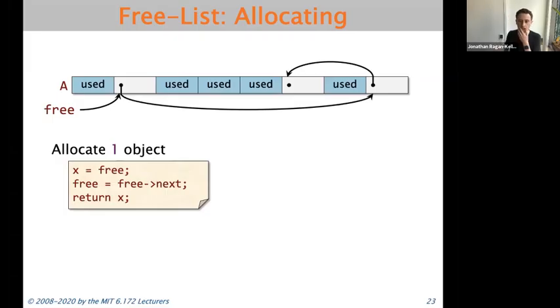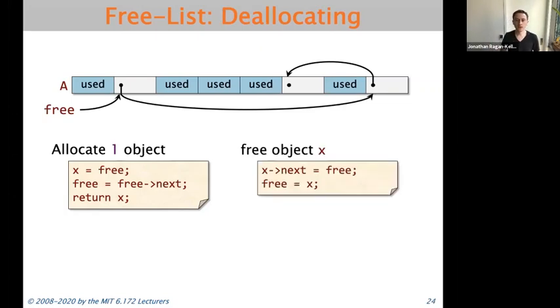All right. So that was allocation. Now the other obvious question is, how do we deallocate or free the memory in this free list scheme? Well, we just do the opposite. If we want to free an object X, we would just reinterpret X as a free list item, set its next pointer to the current head of the free list, and then make X the new head of the free list.